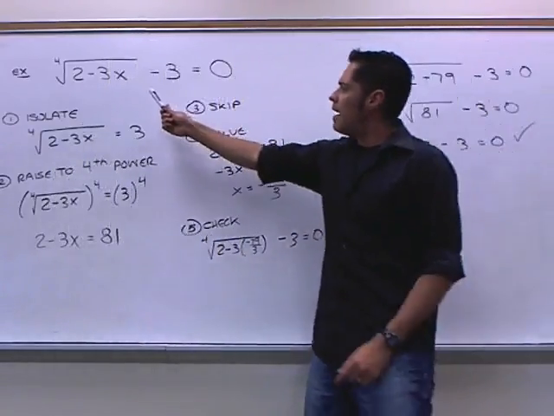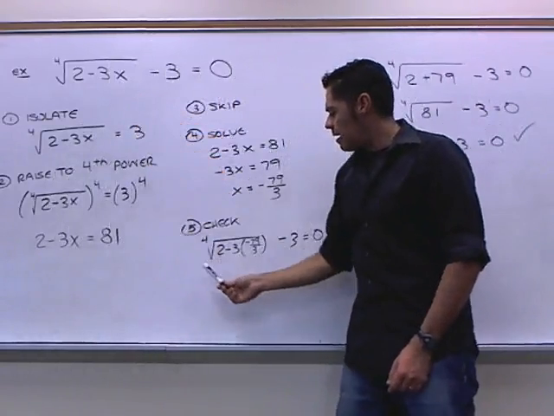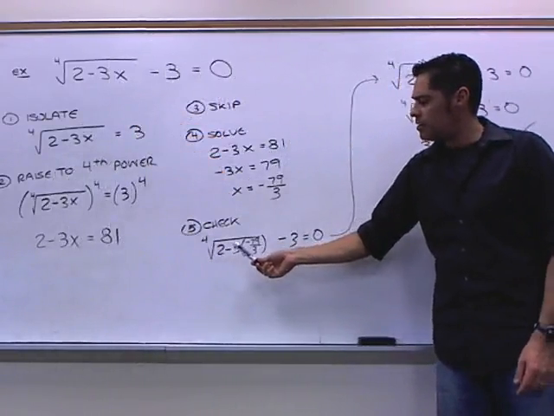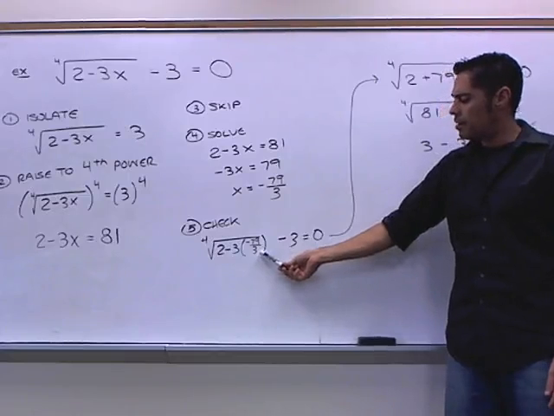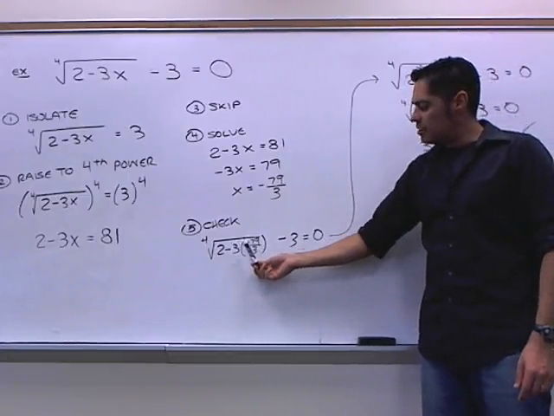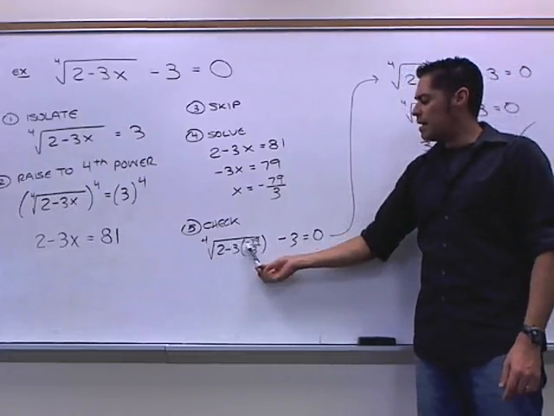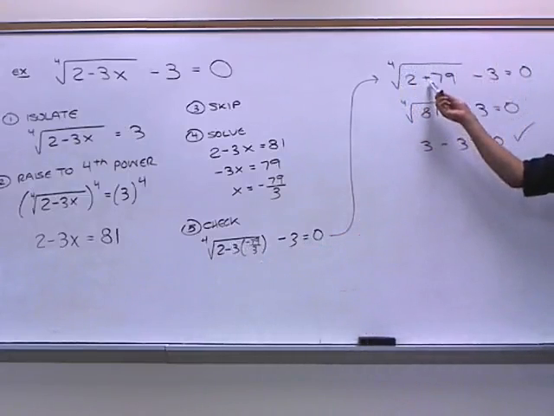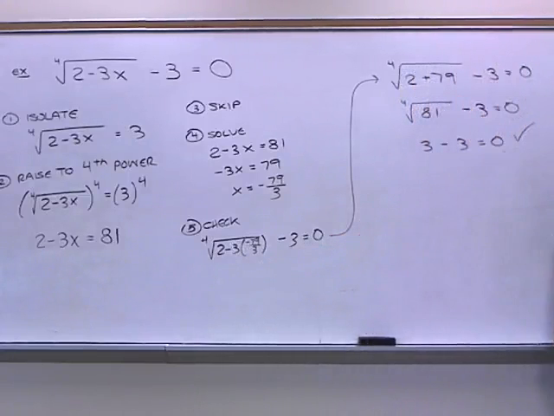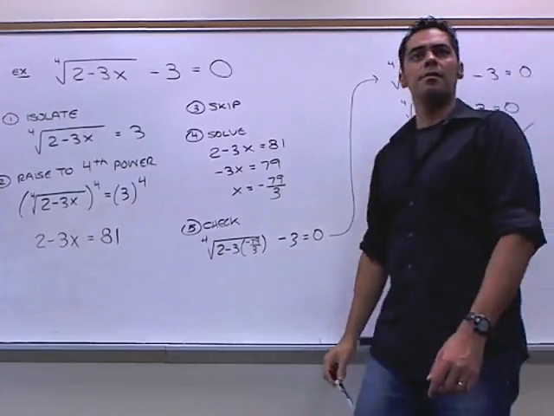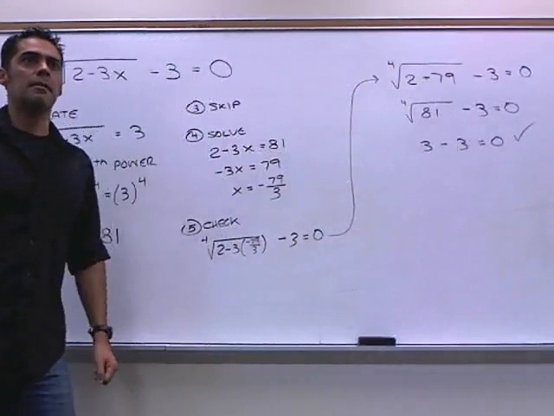So I'm going to plug it in for the x. That's right here, 2 minus 3 times -79/3. The 3s will cancel, and a negative becomes a plus. So that's why you have a plus 79 here. And then 79 plus 2 is 81. The 4th root of 81 is 3. So everything checks out. Yes?